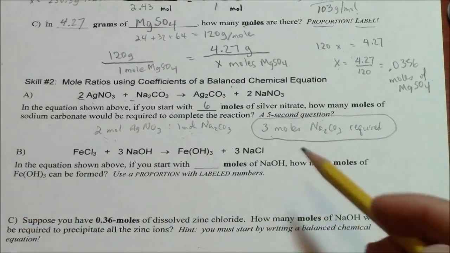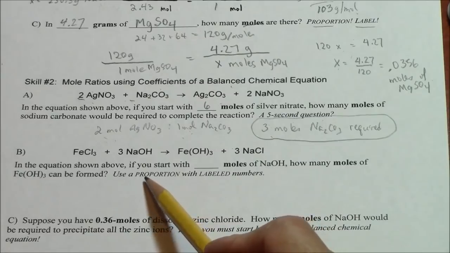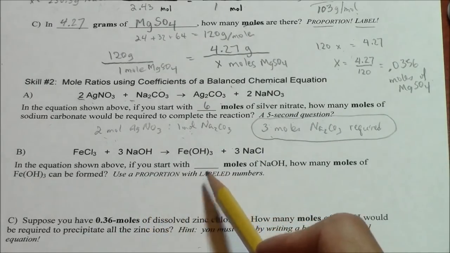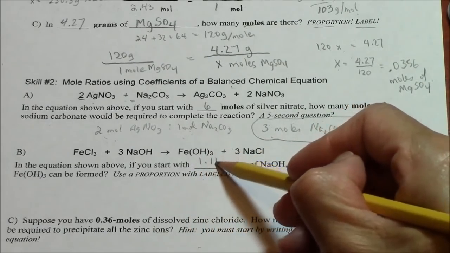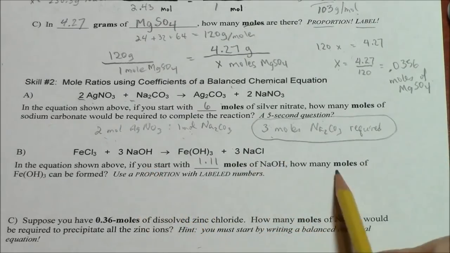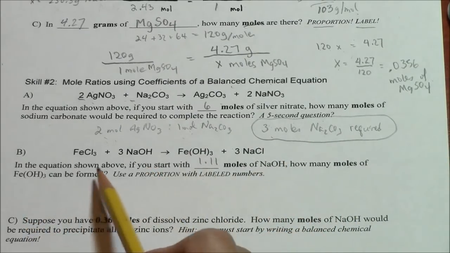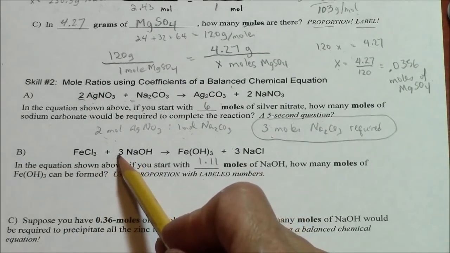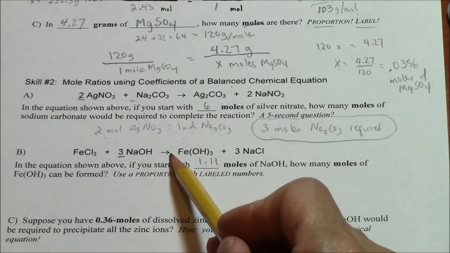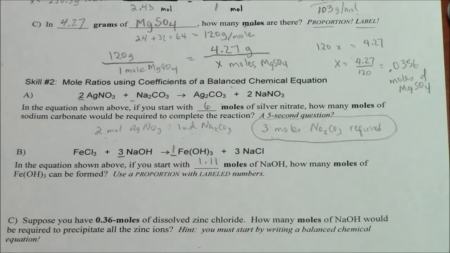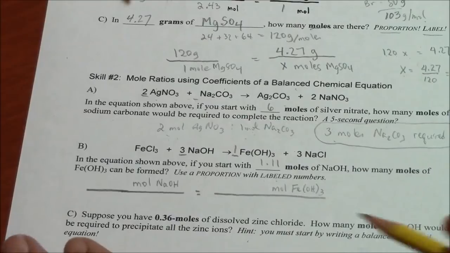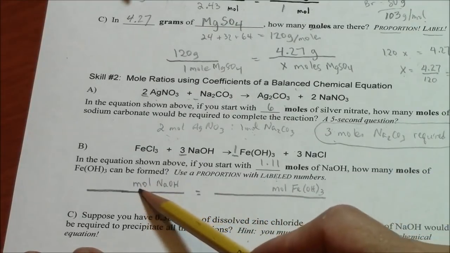In B, it won't be immediately obvious to you. We'll have to use some mathematics, and it suggests proportional reasoning with labeled numbers is the way to go. Let's put in a number here, 1.11 moles of NaOH. How many moles of ferric hydroxide can be formed? So I'll underline for you that it is a mole ratio using the coefficients. Some people need to write in the 1 here. If so, please do so. Set up your proportion with labeled numbers. Check it against mine.